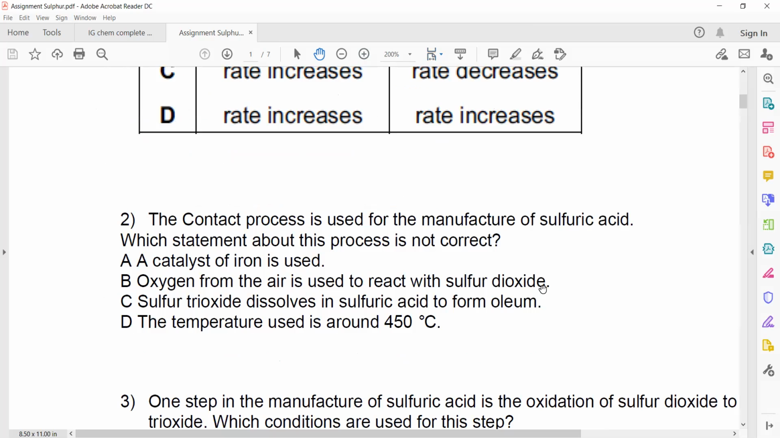Question 2. Which statement is not correct? Yeah, that's right. A is the correct answer because iron is a catalyst for manufacture of ammonia by a Haber's process.